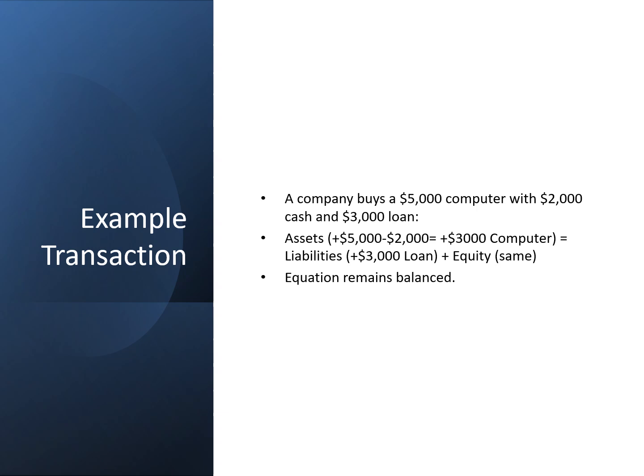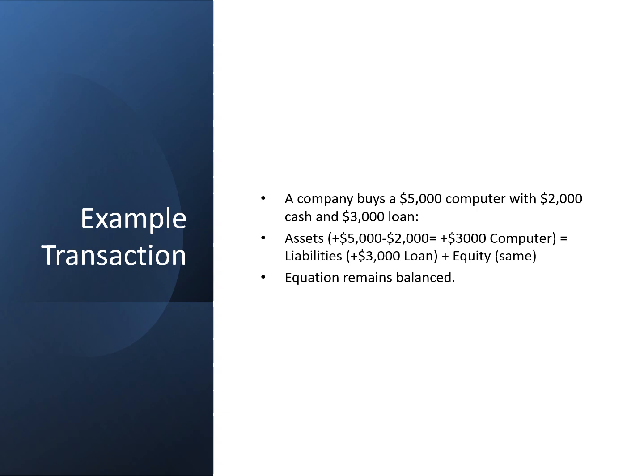Here's a quick example. A company buys a $5,000 computer. They pay $2,000 in cash and take out a $3,000 loan for the rest. So the company's assets increase by $5,000, which is the new computer. And then the liabilities go up by $3,000, which is a loan. So that's on the other side of the equation.